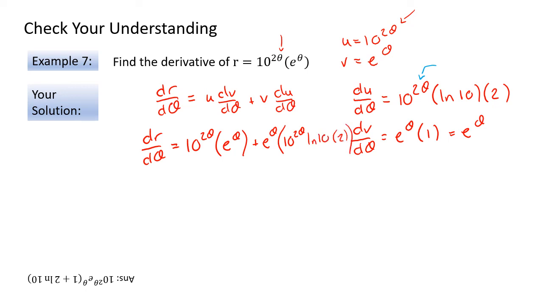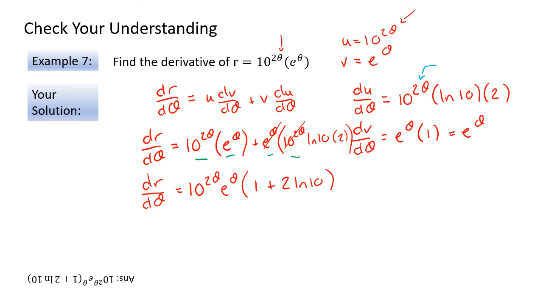So you're going to notice, again, I'm going to factor this, and you can see two common terms in here. Both of them have 10 to the 2 theta, and both of them have e to the theta. So we can factor both those out. So we have dr by d theta is equal to 10 to the 2 theta times e to the theta. So we took everything out of the first term, so all that's left would be 1. Plus, we removed the e to the theta and the 10 to the 2 theta, so we're just left with 2 times ln of 10.